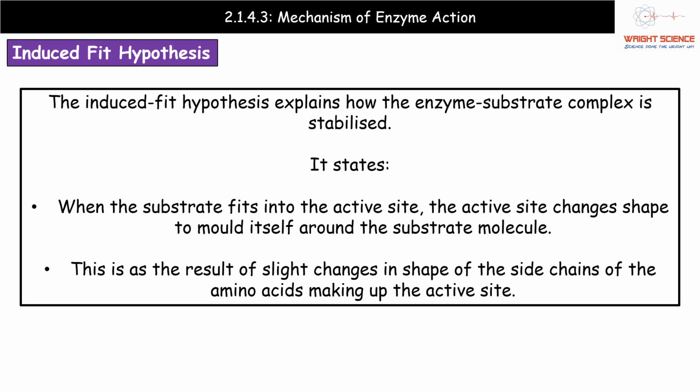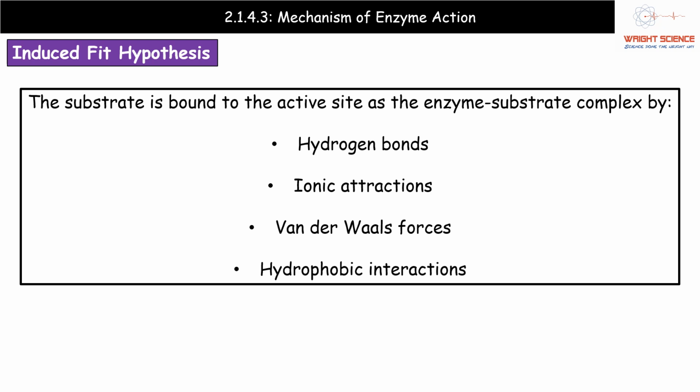Now, if we're going to make these slight changes to the shape of the side chains, that's going to allow the active site to mold itself around the substrate molecule itself. When we actually consider how that substrate is bound to the active site, when it is in this enzyme substrate complex, we need to remember the names of four bonds or interactions.